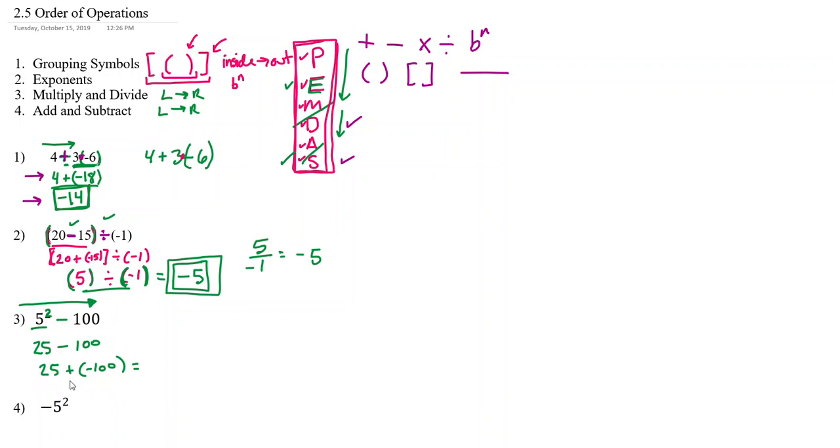And 25 plus negative 100, those are opposite signs. So we're going to subtract 75. 100 minus 25 is 75. And then we're going to keep the sign of the stronger number, which was the negative 100. Negative 100 is bigger than positive 25, or further away from 0. And there we have our final answer. And we're done. So again, we did the order of operations, exponents first, then subtraction last.